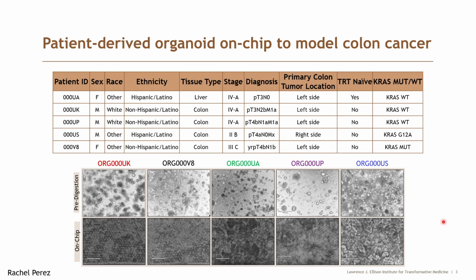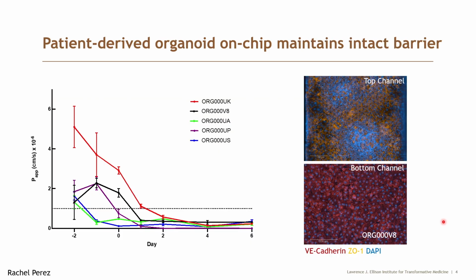Even though we do see some of that heterogeneity across patients, we are able to form a good barrier by day 0 or day 1, depending on the organoid, like this UK organoid up here. And you can see the presence of good VE-cadherin and ZO-1 forming that nice barrier across all of our organoids.